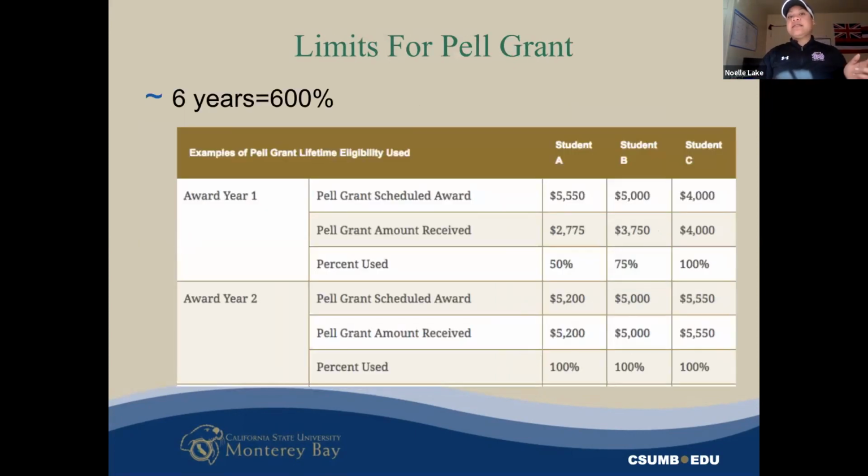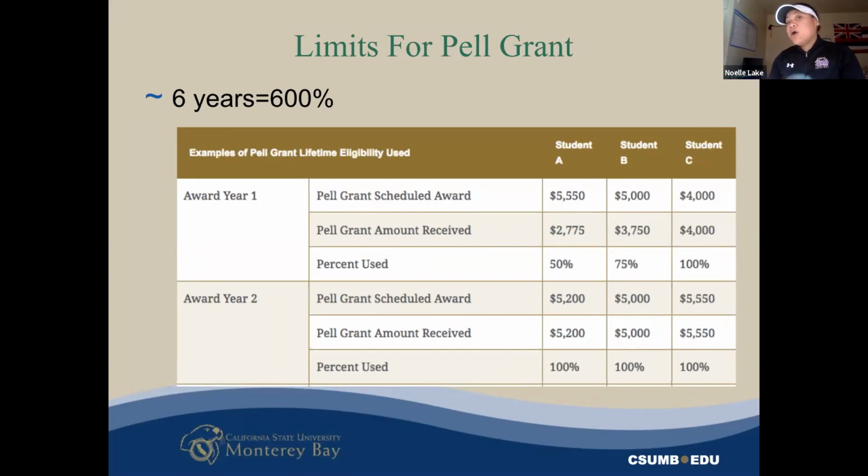Now, like I mentioned, the limit for Pell Grant is 600%. So keep in mind, 600% equals 6 years. We do actually total up your previous institutions. So if you received the Pell Grant at Cabrillo, we'll still use that, as it is accountable toward your 600%.